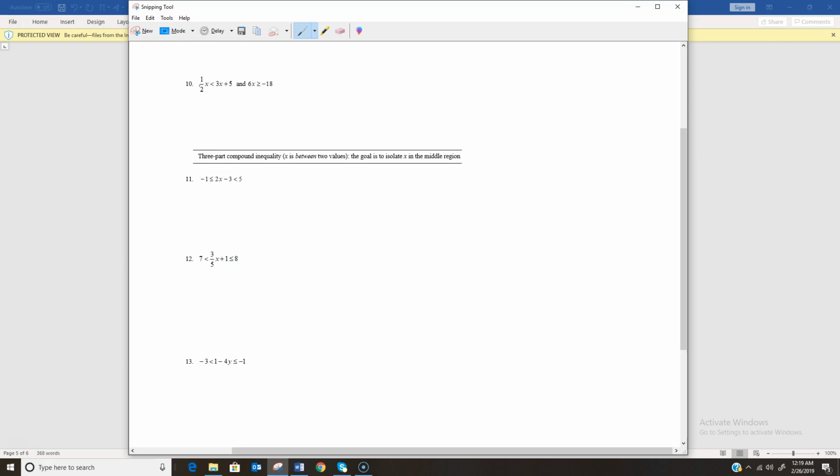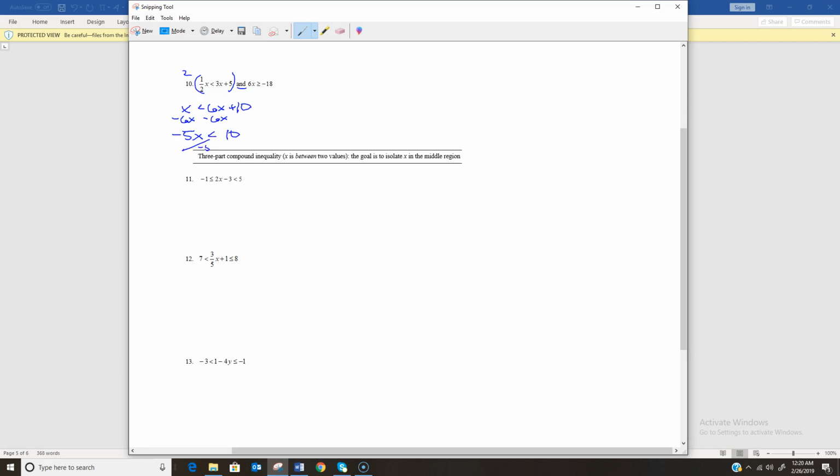We have a 1/2 on this side, so I'm going to multiply this one by 2. And remember, an and is going to be an intersection. So I have x is less than 6x plus 10. I'm going to go ahead and subtract 6x here so we can see this in process. So we have negative 5x is less than 10.